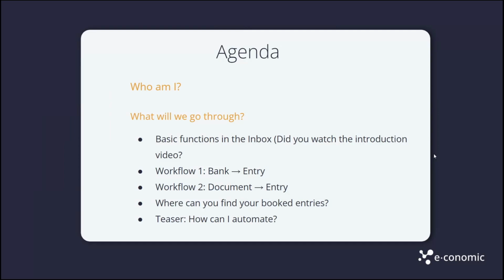So the first workflow we're going to look at is the one called Bank to Entry. The second workflow that we will go through is document to entry. And after we have gone through these two workflows, I will show you where you can find your booked entries. And lastly, we're going to look at a teaser: how can I automate? If you would like to see what functions you get if you go to the Smart subscription, then we will shortly look at that lastly in this course. Let me just skip to the next slide.